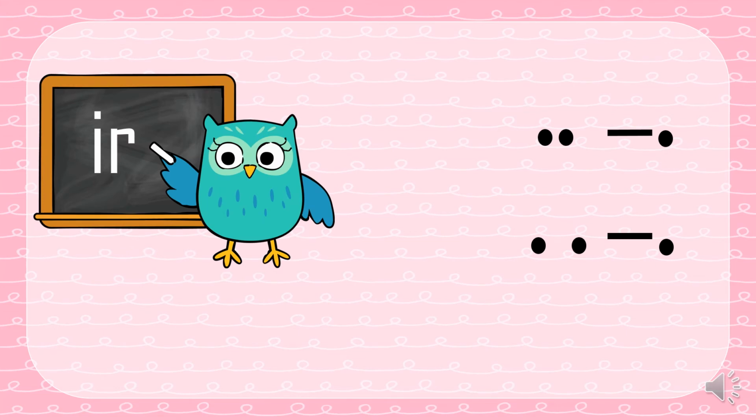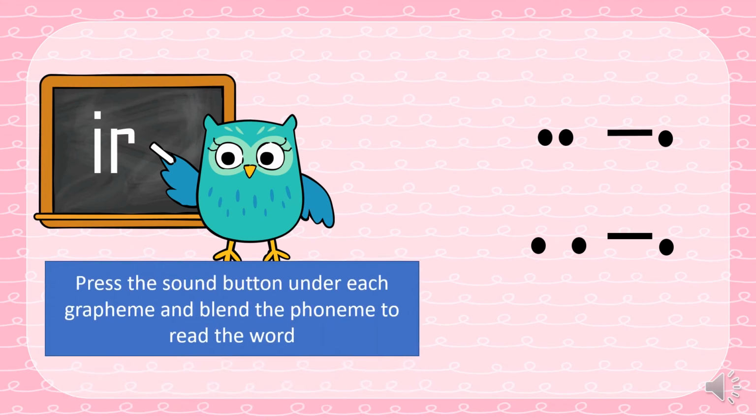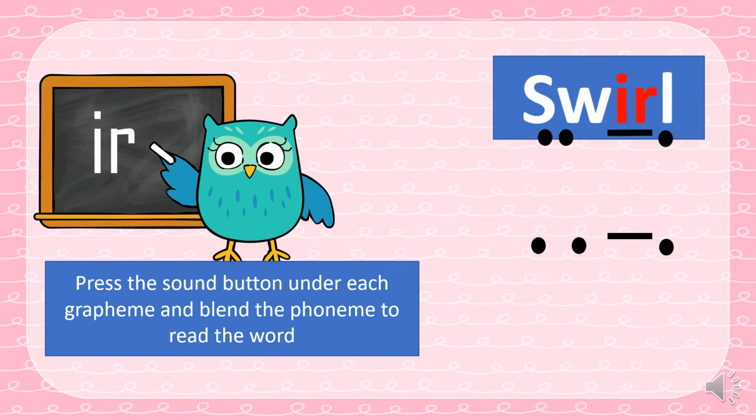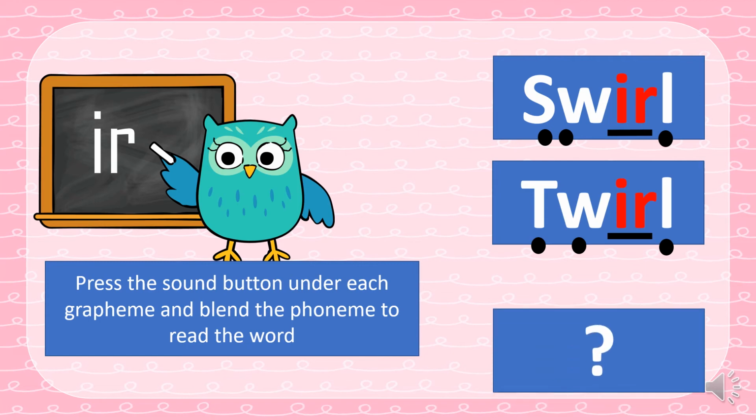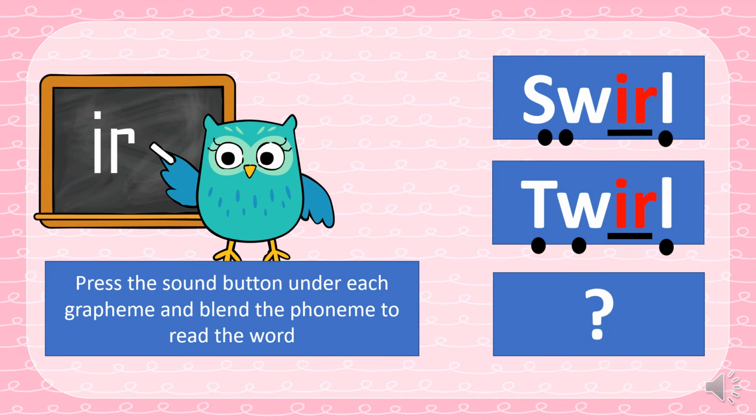Next sound is the ir sound. I'm sure there might be one of these in your household or certainly in your family. We have girl. The example I'm giving you is swirl, swirl. And I do like chocolate, so I like to eat a twirl. Can you come up with a third example? Maybe one obvious one, but then after that you might find it a little bit tricky. You might have to give that one a bit of thought.